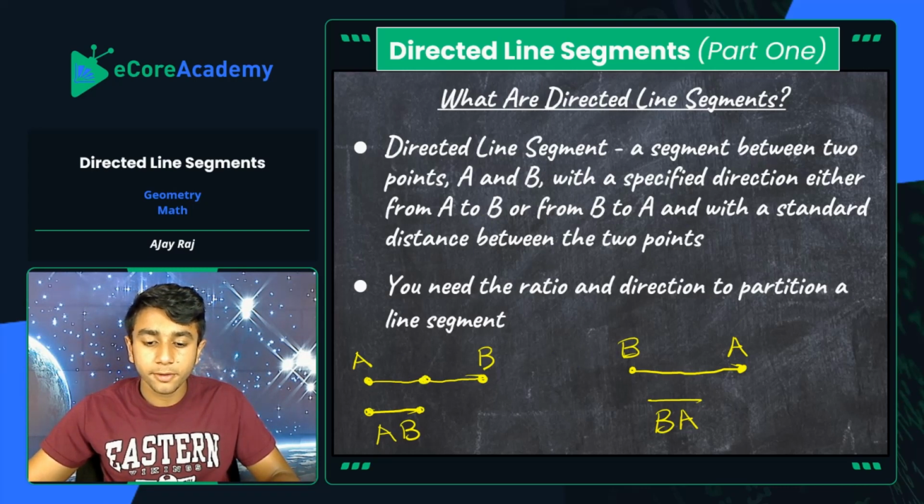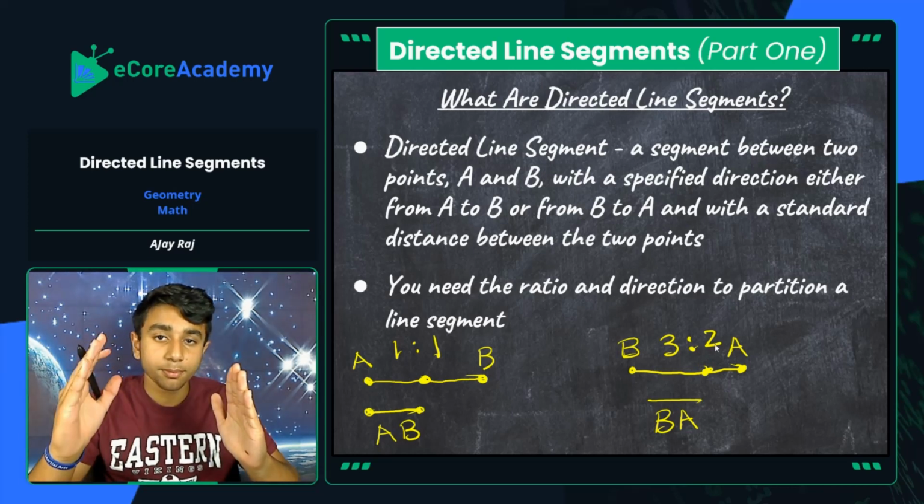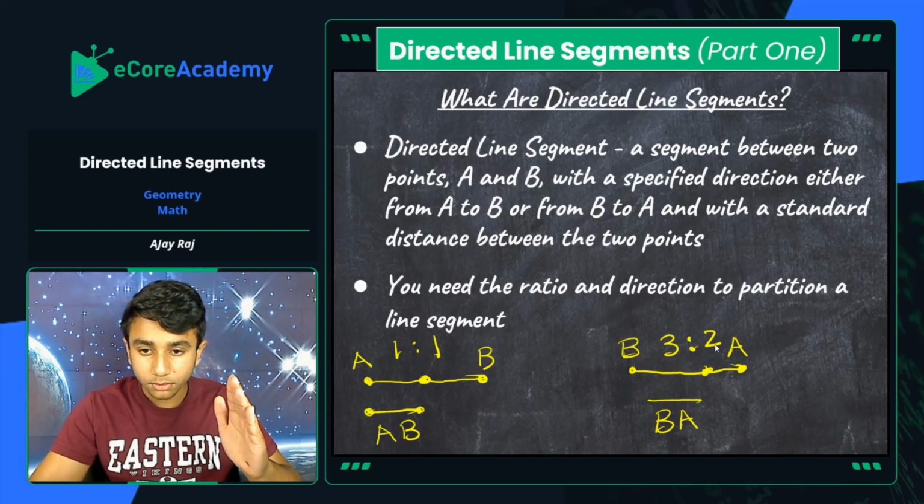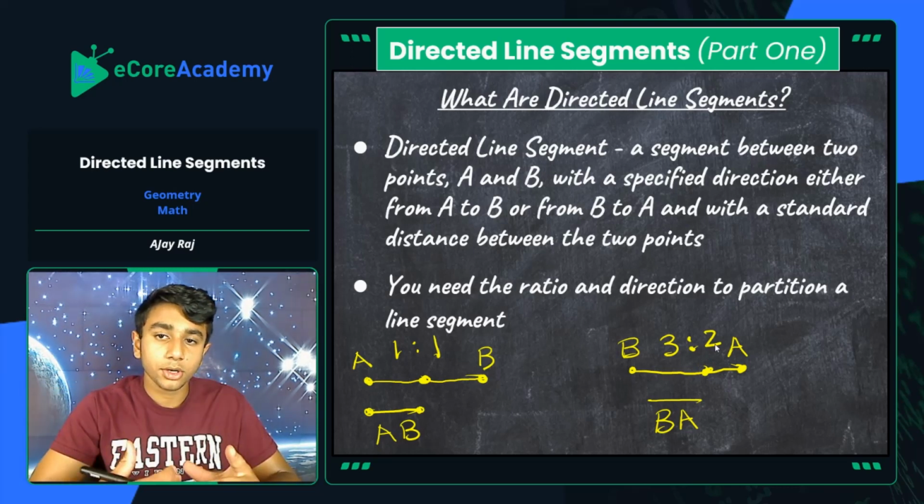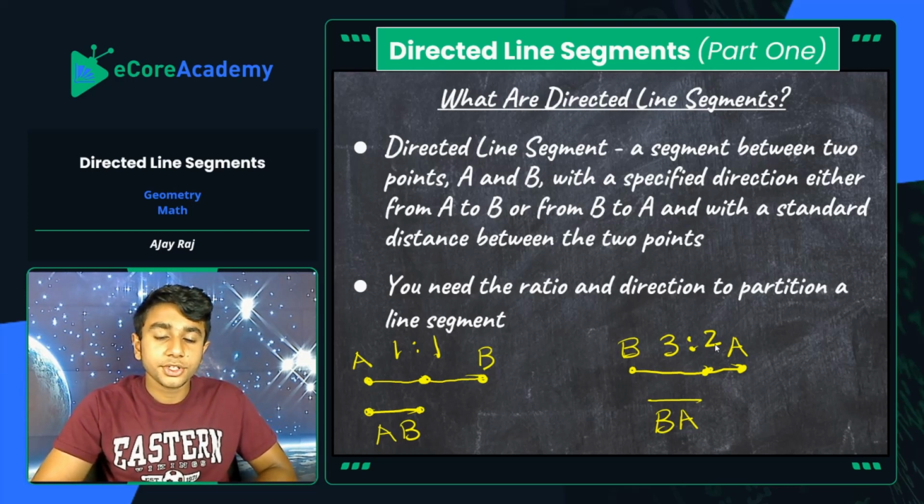If we put a point here, this could be represented as 1-to-1 if that's the midpoint of this directed line segment. However, if we want to say this is a 3 to 2 line segment partition, that's the ratio of the first partition to the second partition. Only 2 partitions are allowed in this concept, but of course you can use it later on. You only need to know how to partition it twice in order to give an overall estimate of what you're going to be doing later, because we're just simplifying this ratio here.